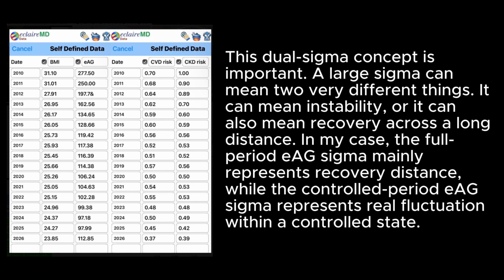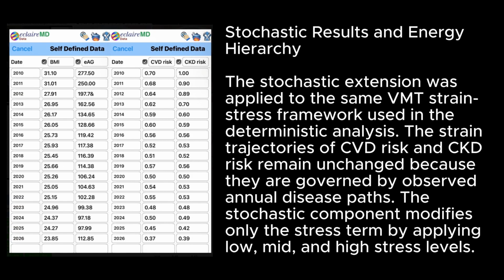This dual sigma concept is important. A large sigma can mean two very different things. It can mean instability, or it can also mean recovery across a long distance, in my case. The full period EG sigma mainly represents recovery distance, while the controlled period EG sigma represents real fluctuation within a controlled state. Stochastic results and energy hierarchy.